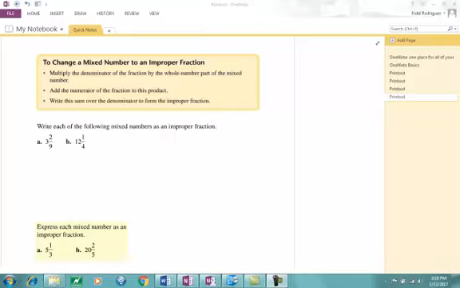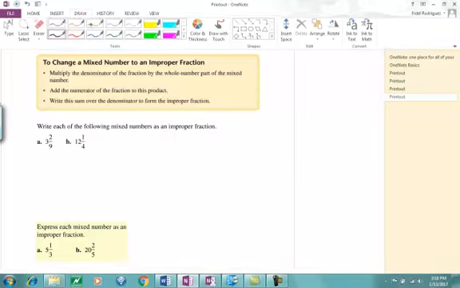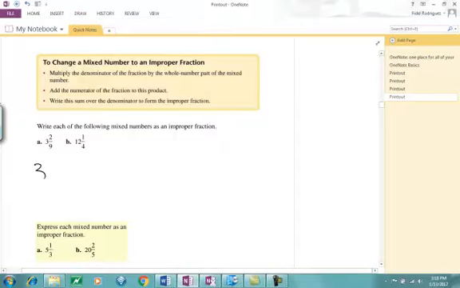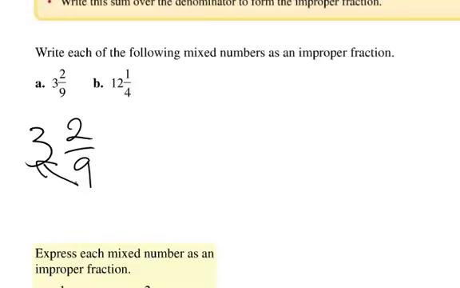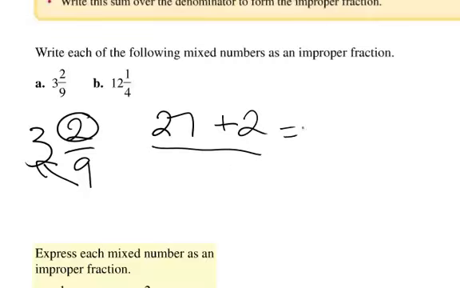Okay, so what that means, let me get my pen again. In the number 3 and 2/9, I'm going to multiply these numbers together. 9 times 3 is 27. I'm going to add the numerator that I have there. 27 plus 2 is 29. That number gets written over the original denominator, over 9. So I now have 29 over 9.